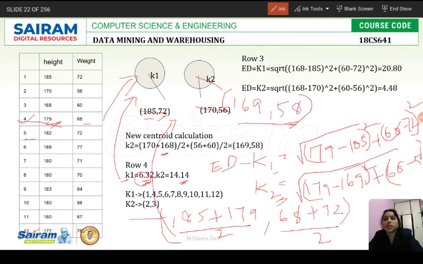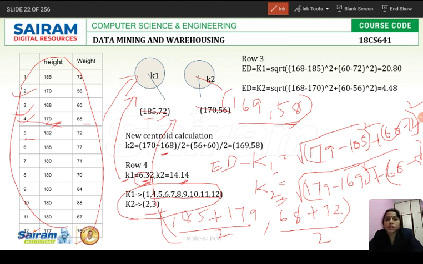Then we will get the result: in K1 we have these many points, and in cluster 2 we have two objects, called the second and third object. So we have grouped the 12 objects or points into two clusters called K1 and K2. This is how in the k-means algorithm the objects or points are clustered.